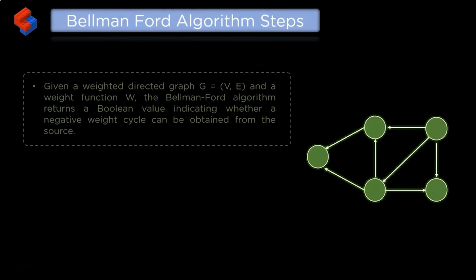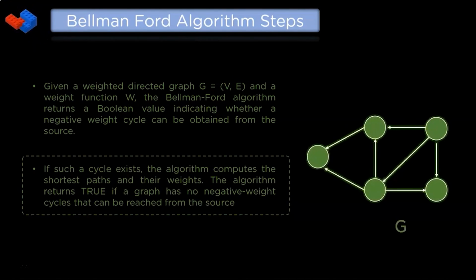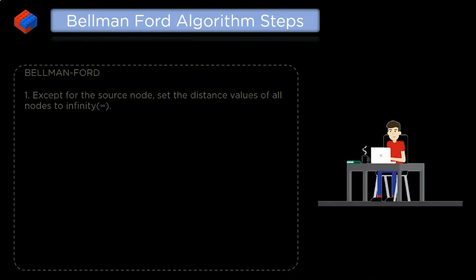Given a weighted directed graph G equals (V, E), that is vertices and edges, and a weight function W, the Bellman-Ford algorithm returns a Boolean value indicating whether a negative weight cycle can be reached from the source or not. If no such cycle exists, the algorithm computes the shortest paths and their weights. The algorithm returns true if a graph has no negative weight cycles that can be reached from the source. Let us start with the Bellman-Ford steps for the algorithm and see how it works.